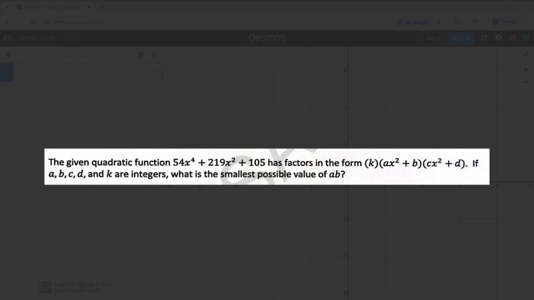The question asks: the given quadratic function 54x to the power of 4 plus 219x squared plus 105 is factored in the form of this, k times this. If a, b, c, d, and k are integers, what is the smallest possible value of ab? So the smallest possible value of ab is what we need.